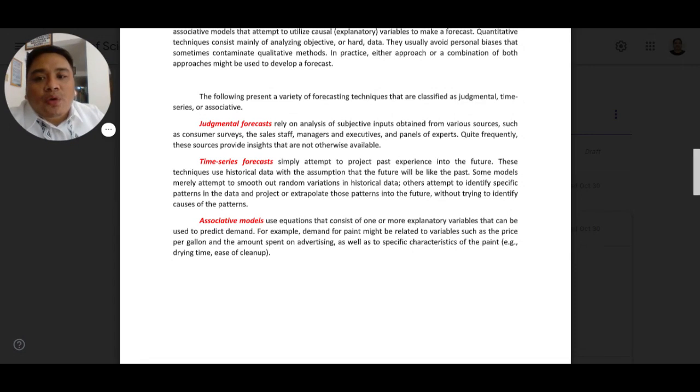Next, we have what we call time series forecast. They simply attempt to project past experience into the future. These techniques use historical data with the assumption that the future will be like the past. Some models merely attempt to smooth random variations in historical data. Others attempt to identify specific patterns in the data and project or extrapolate those patterns into the future without trying to identify causes of the patterns. Nagbe-base sila on what they have been experiencing in the past. That's what we call historical data.